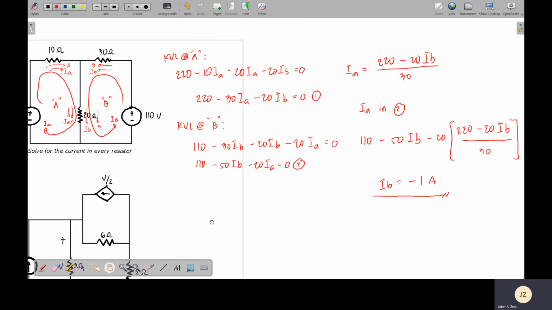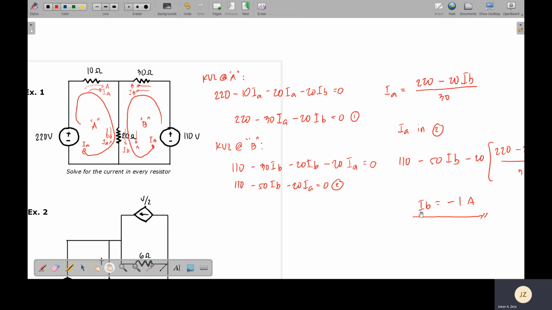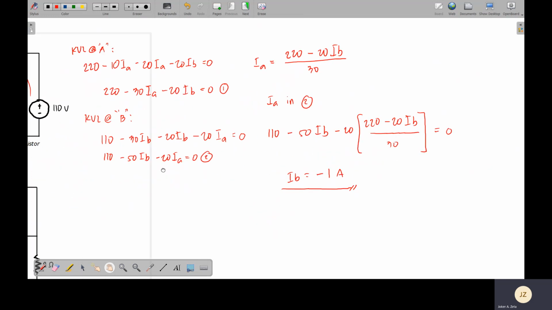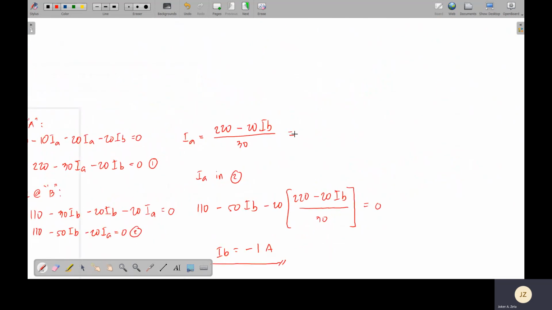For example, your loop current IB should not be counterclockwise, but in reality should be clockwise, because we have found that IB is negative. Now we have solved IB only, so we have to solve IA also, because from step number 3, you have to solve for the unknown loop currents. Solving for IA, since we now have IB, you will have 220 minus 20 times negative 1, divided by 30. So this becomes 240 over 30, which is 8 amperes. We now have our unknown loop currents IA and IB.